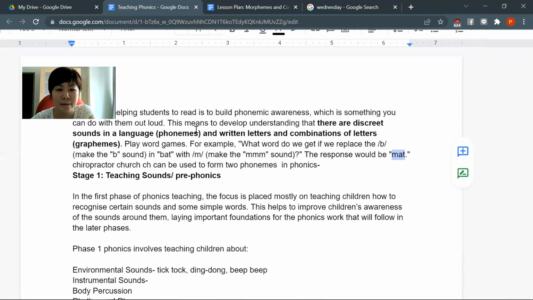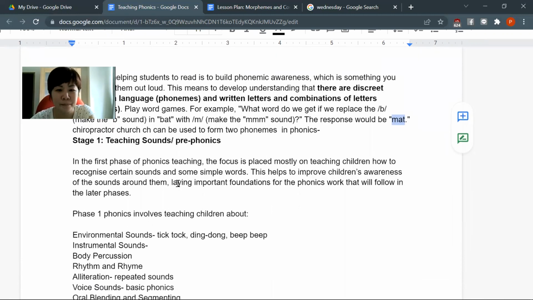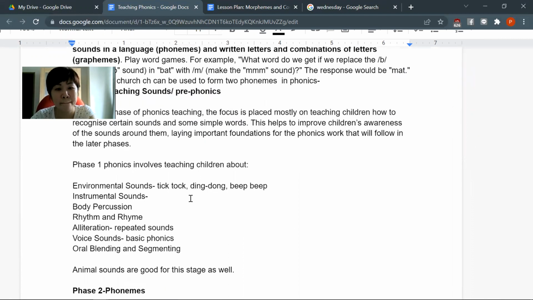So, mat. Right. And then they could go cat, right? And for them to know the difference between C or K at this stage, stage one, it's not very important. Stage one, they don't even have to read English. They're just learning sounds. So you try to get as many sounds as possible.